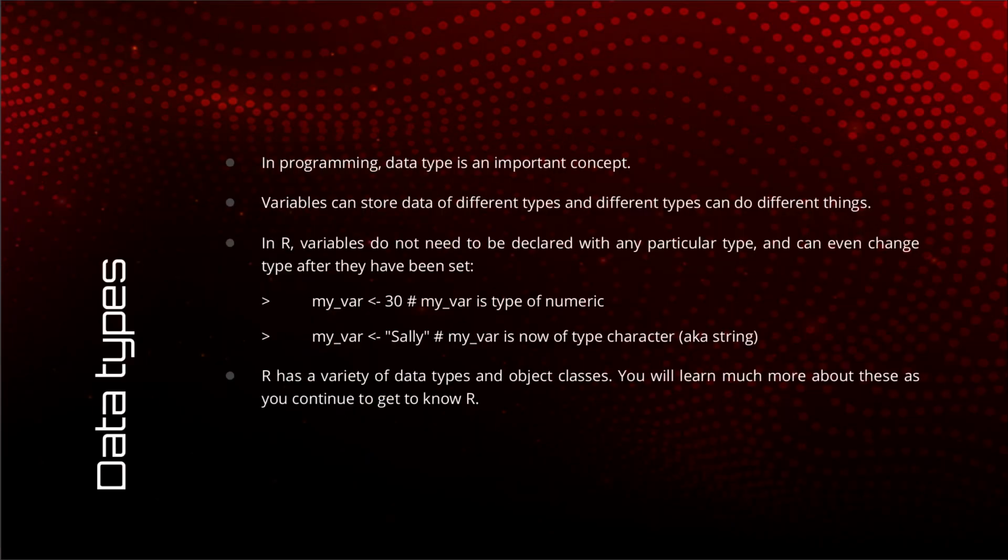First, let's talk about what data types are. Data types, like I said, are a very important concept, and variables can store data of different types, and different types can obviously do different things. For example, numeric data can be added with one another. String data can be concatenated to each other. And one good thing in R is that variables do not need to be declared with any particular type. And this means that they can change type after they have been assigned.